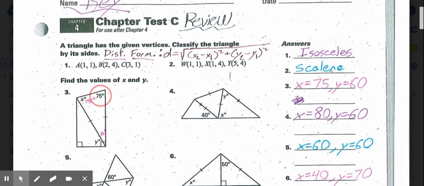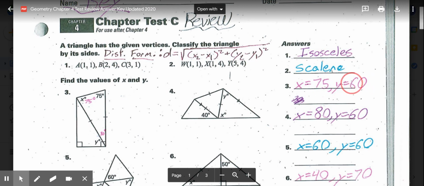And then we know 75 and 75 leaves us with 30 degrees missing of the 180 because 75 and 75 is 150. So this angle has to be 30. Then the 30 and Y equal the right angle here. So 90 degrees minus 30 gives me the measure of Y at 60 degrees. So X was 75, Y was 60.